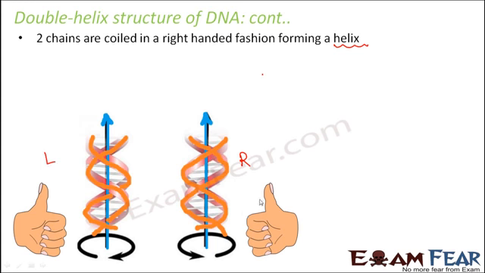If you take your right hand, you curl all your fingers except the thumb. Your thumb points in the upward direction and your fingers curl in a particular direction, right? Which is anti-clockwise, right? This is the direction in which your fingers curl. So basically it means that these two chains will coil around this central axis in this direction. This is the direction in which it will coil, somewhat like this, in this fashion.